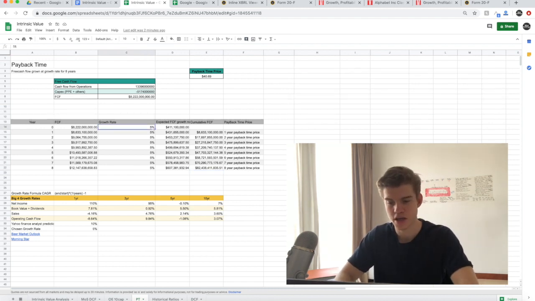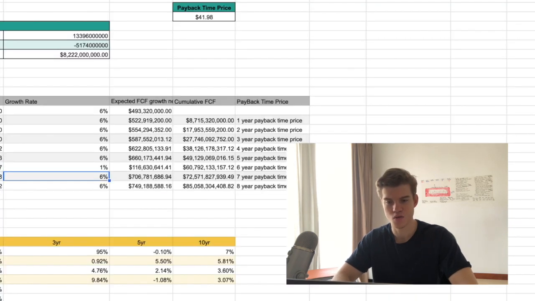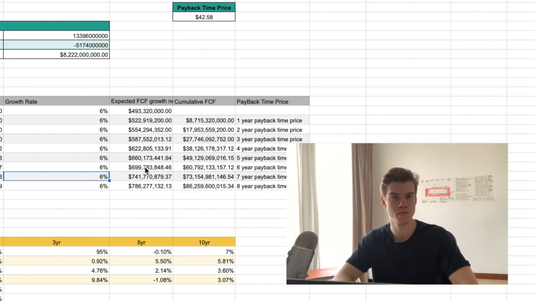What we're doing here is we're choosing a specific growth rate. So for example, if I change this to 6%, and then we grow the free cash flow every year by 6%. In year 1, it's 8.2 billion, then 8.7 billion, and so on and so on. So this column shows you the additional free cash flow we get each year based upon it growing by this specific number. If I change this to 1%, there would be very little growth, whereas if this changes back to 6%, you see it would be a lot higher.